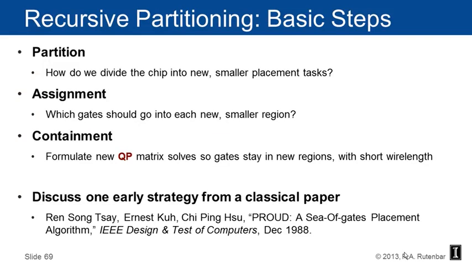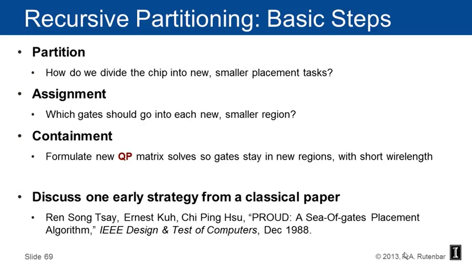These are the big steps. There's the partitioning step itself. How do you divide the chip into new, smaller placement tasks on which we can run a smaller quadratic placement? The assignment task says which gates should go into each new, smaller region. So we run quadratic placement on a region, then we partition the region into 2 smaller parts, and we assign gates to each of the 2 parts. Which gates go where? And then there's the containment problem.